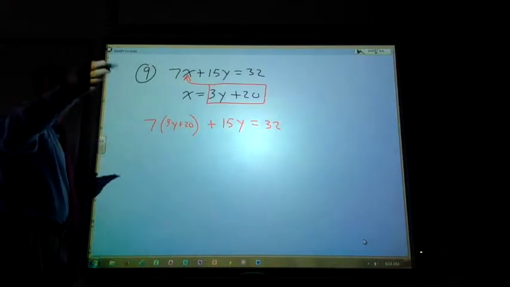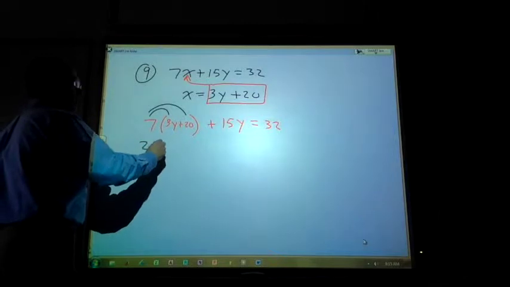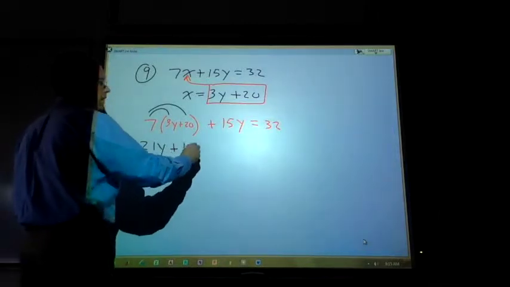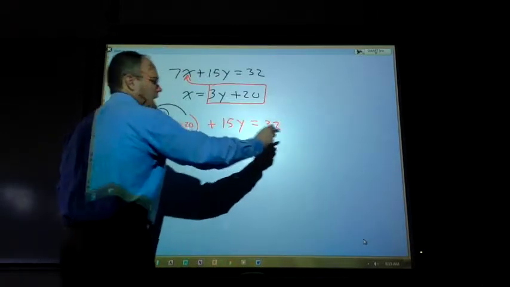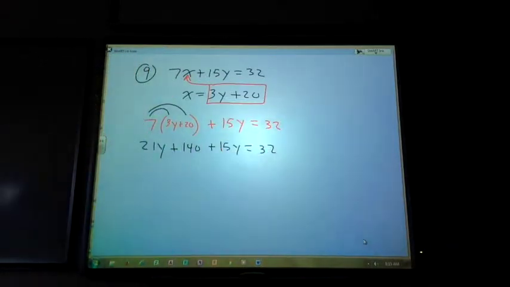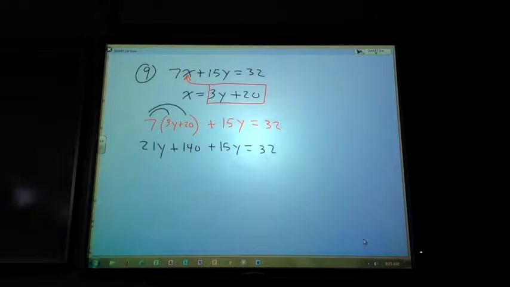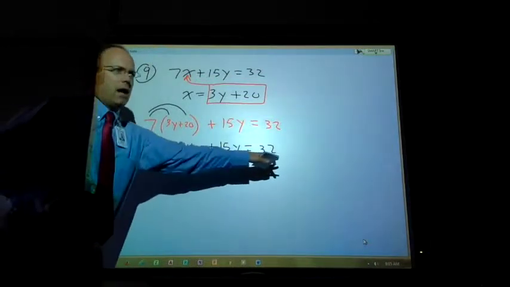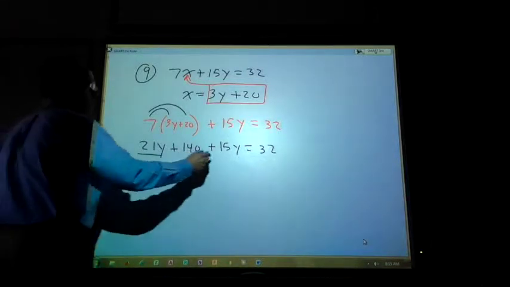Distribute. Distribute multiplication, right? So multiply it here and here, so I'm going to get 21y plus 140, and then that plus 15y comes down for the ride, and the 32 also comes down. So what substitution does is it takes us from having 2 variables, you substitute one into the other equation, brings you down to 1 variable, and then you can start solving it. Let's see, George. Do I have any like terms on the left side of this equation? What would that be? 21y. There you go, 21y and 15y.